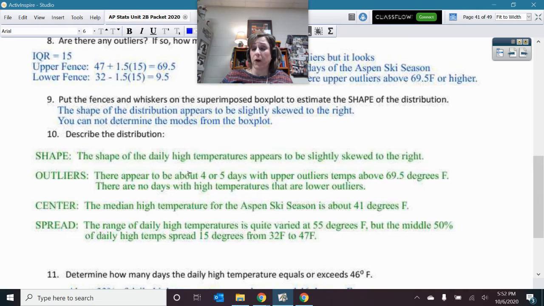There appears to be about 4 or 5 days with upper outliers above a high temperature of 69.5 degrees, no lower outliers for that daily high temperature. The median high temperature for the Aspen ski season is about 41 degrees. The range is about 55 degrees, with that middle 50% being at 15 degrees from about 32 to 47. I kind of sound like a weather person, just rolling off those statistics there.